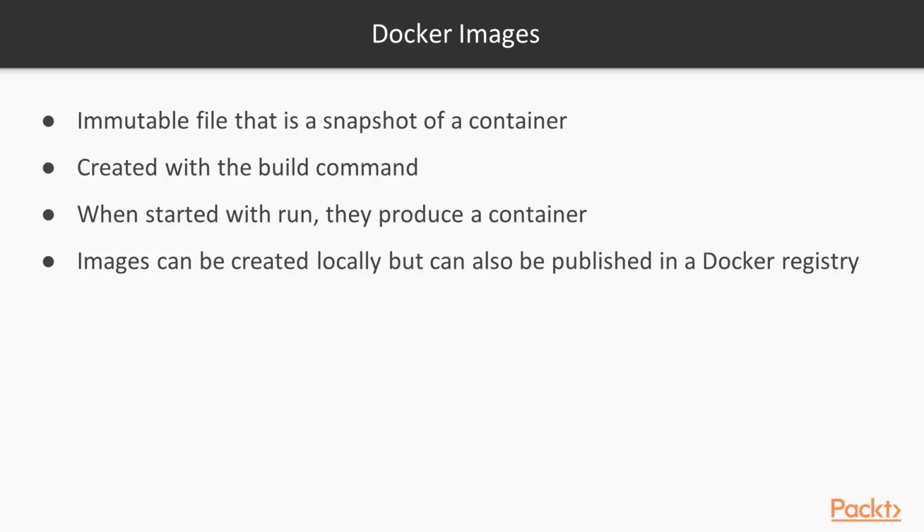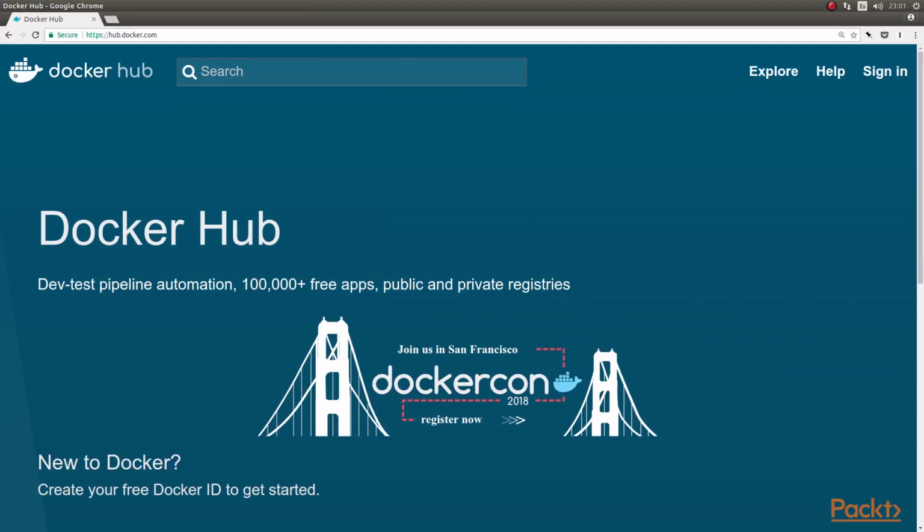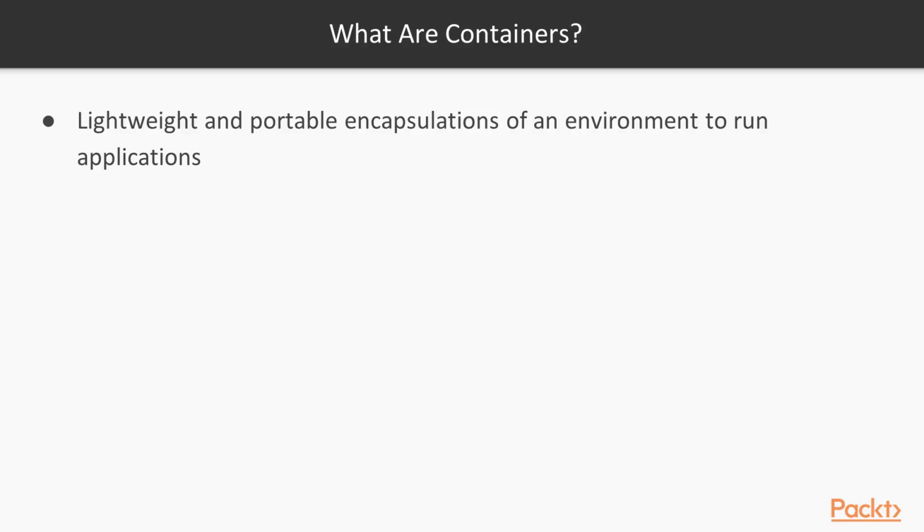Images can be created locally, so you can have a registry of images on your local machine, but they can also be published in a Docker registry. The default Docker registry is Docker Hub, and in Docker Hub you will find all sorts of images for all kinds of applications. All the ones we have been using, like Nginx, MariaDB, and Redis, have been downloaded from Docker Hub. And so what are containers? Containers are lightweight and portable encapsulations of an environment in which to run applications.